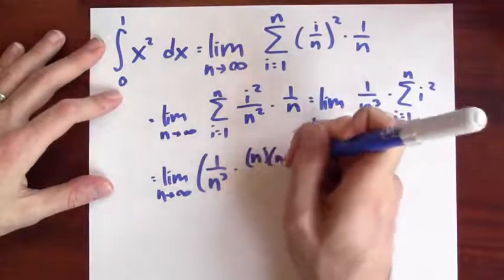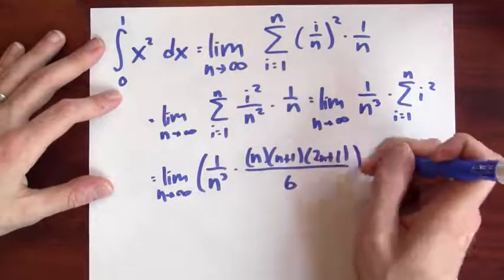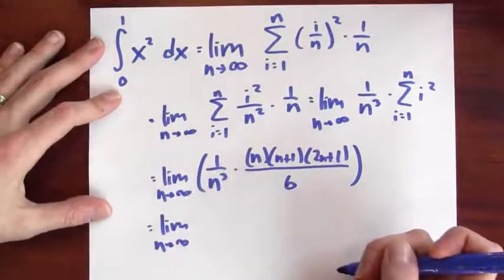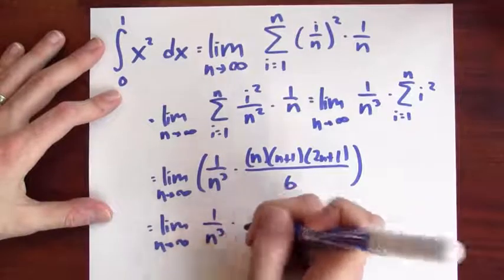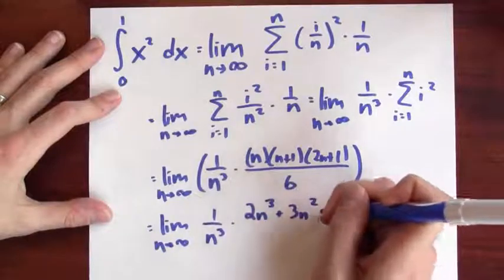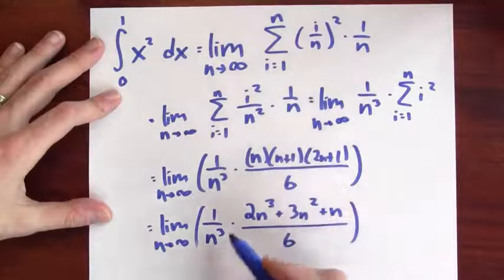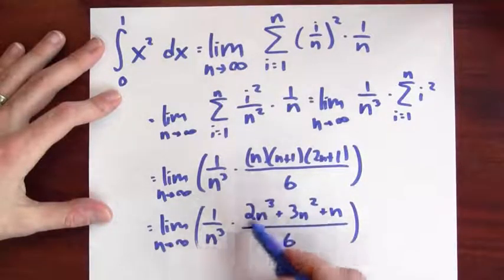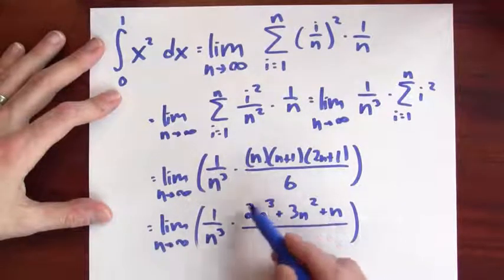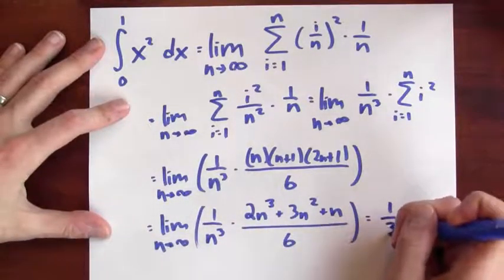It's n times n plus 1 times 2n plus 1 all over 6. Now I could expand that out. This is the limit as n goes to infinity of 1 over n cubed times 2n cubed plus 3n squared plus n all over 6. And this limit, well, it really just matters what these highest powers are. There's an n cubed in the denominator, or really a 6n cubed in the denominator, and a 2n cubed in the numerator. And as n approaches infinity, this is 1/3.